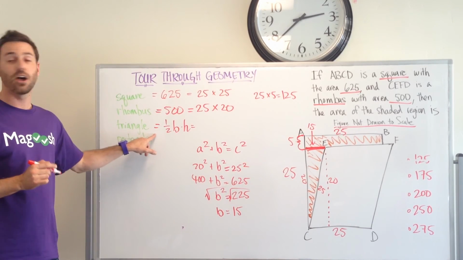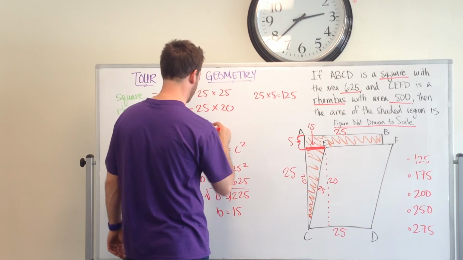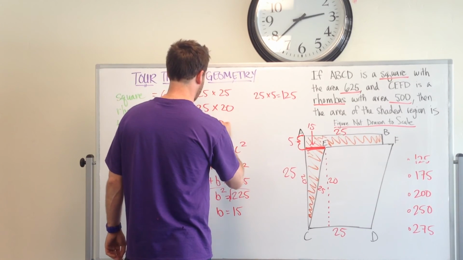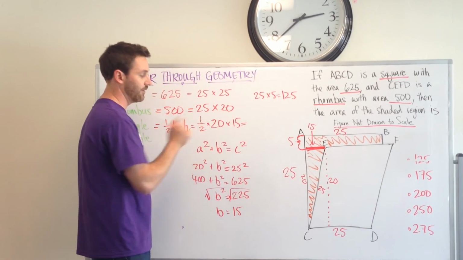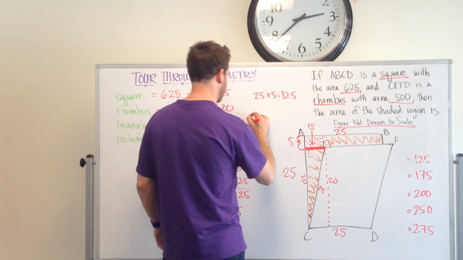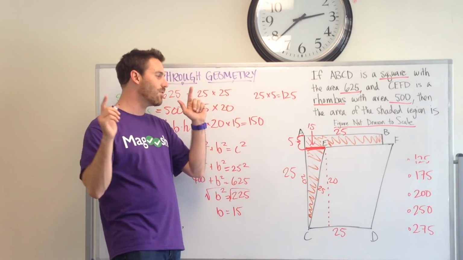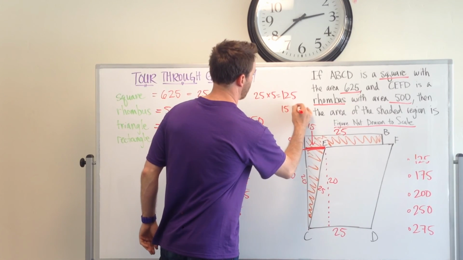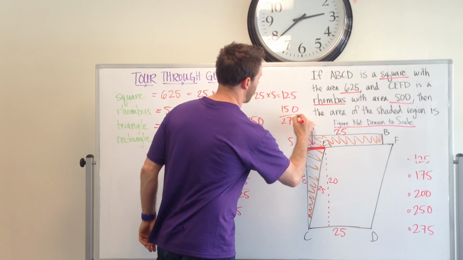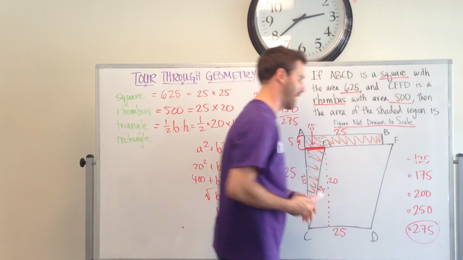All right, and now I can solve for the area of the triangle. So 1/2 base is going to be 20 times 15. So 1/2 of 20 is 10. 10 times 15 is 150. All right, are we done? No. Last part, we got to add these two together. 125 and 150, which gives me 275. And my final answer then is 275.